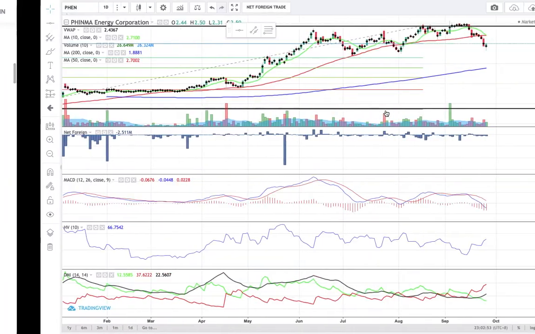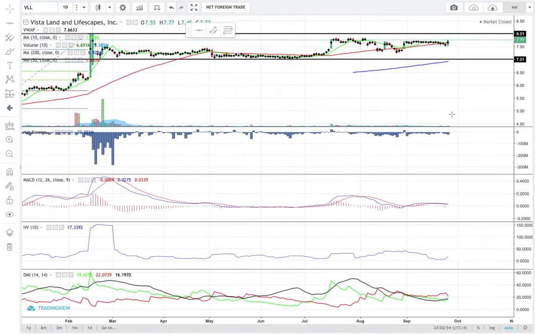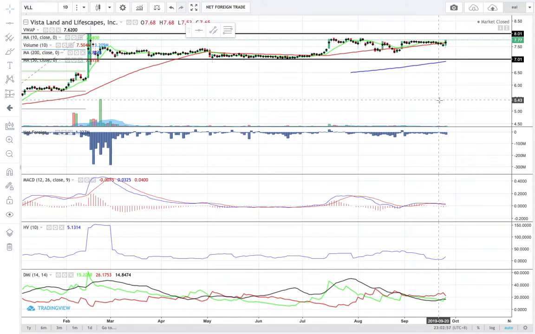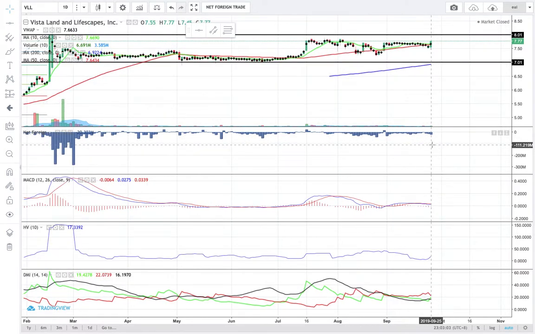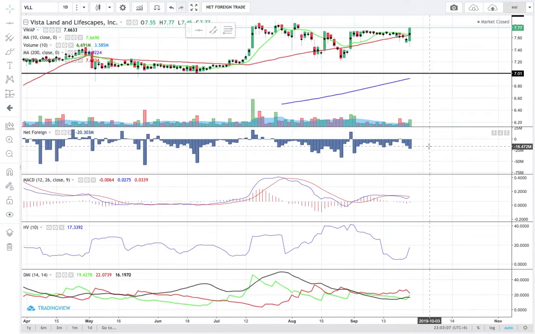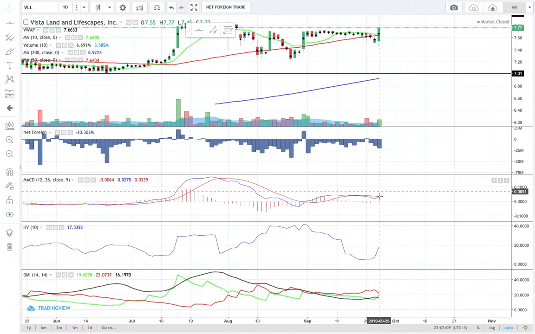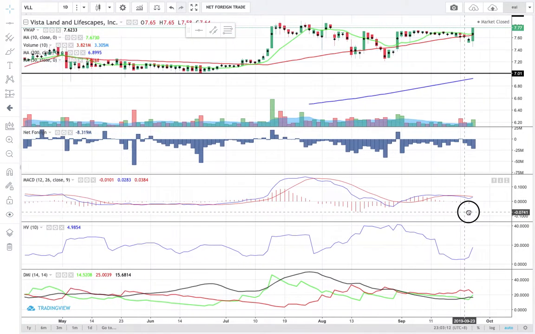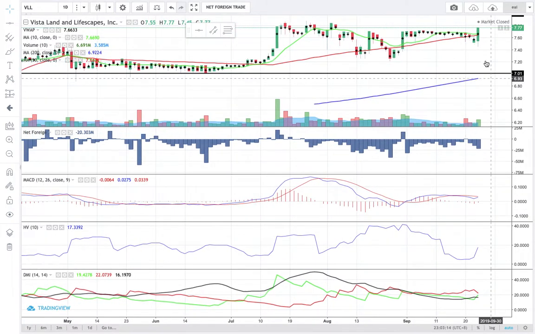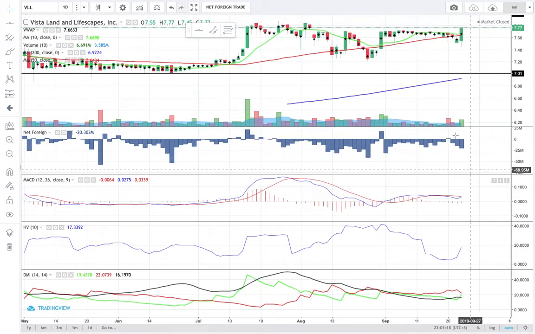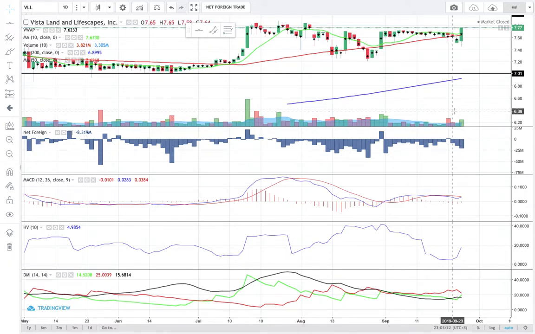So after PHEN, VLL. It closed today at 7.77. Support is at 7. Resistance is at 8. Foreign fundies registered a net foreign selling worth 20.3 million pesos. The 10 MACD combo is not yet valid. MACD is still moving below the signal line even though the last price is already higher than the 10 SMA. Risk level is low. Volume is higher than the 50% of the stock's 10-day volume average.